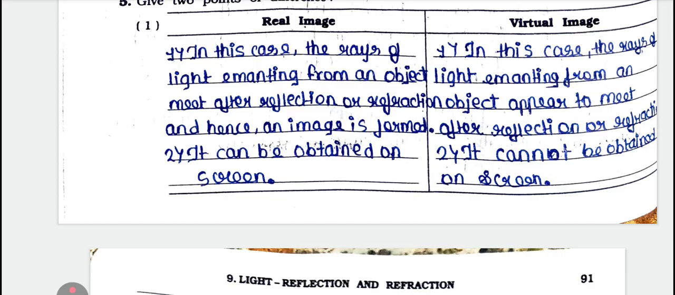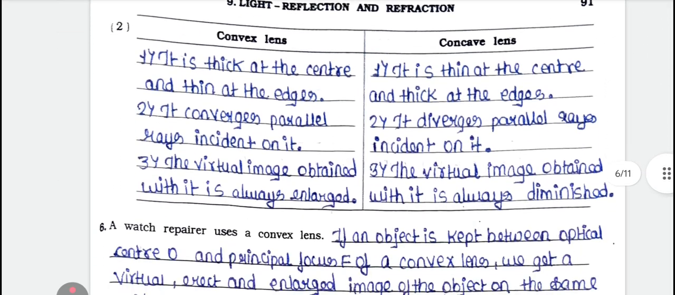Difference between real image and virtual image. So first point, in this case, the rays of light emanating from an object meet after reflection or refraction, and hence its image is formed. Second, virtual image: in this case, the rays of light emanating from an object appear to meet after reflection or refraction. Second point, a real image can be obtained on a screen, whereas a virtual image cannot be obtained on a screen.